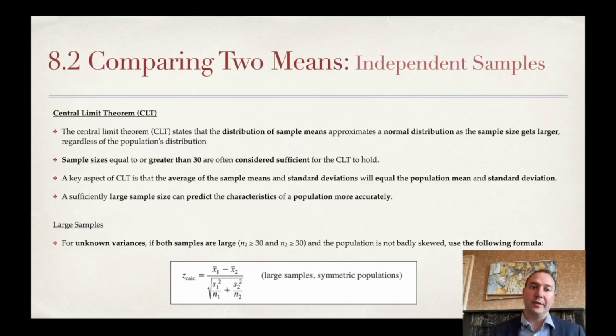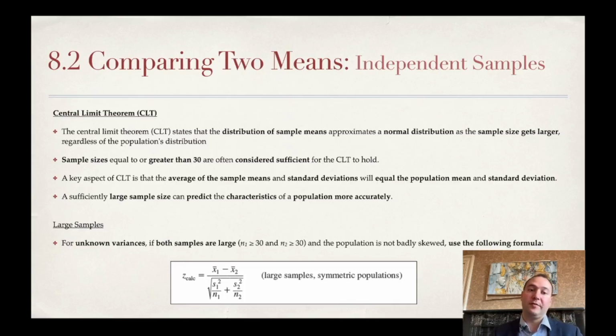So the central limit theorem, CLT, states that the distribution of sample means approximates a normal distribution as the sample size gets larger, regardless of the population's distribution. Usually, we consider above 30 as following a normal distribution. Sample sizes equal to or greater than 30 are often considered sufficient for the CLT to hold.